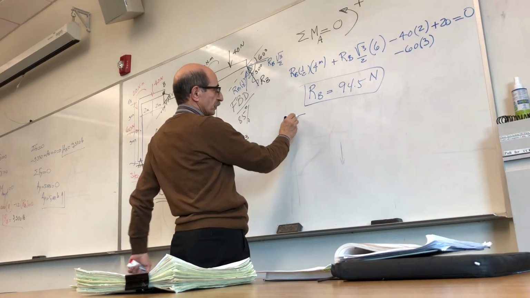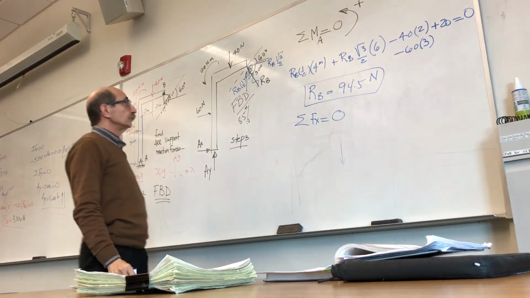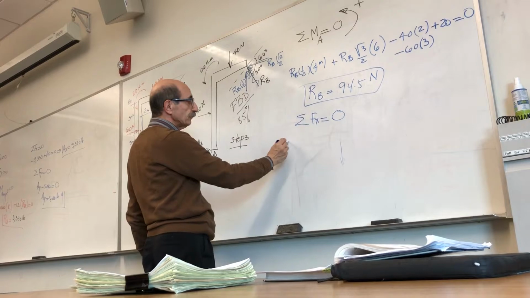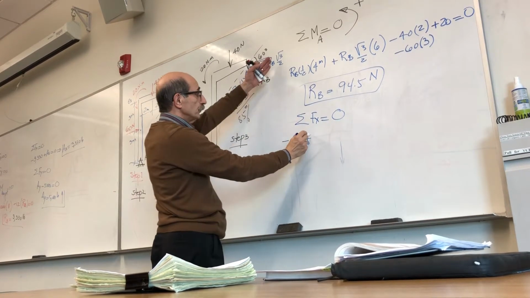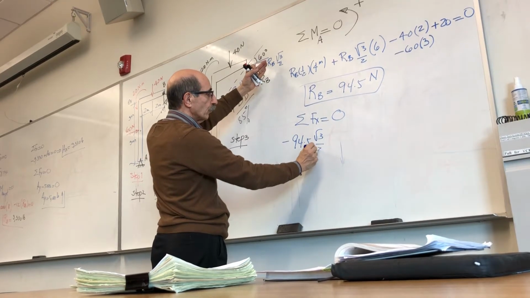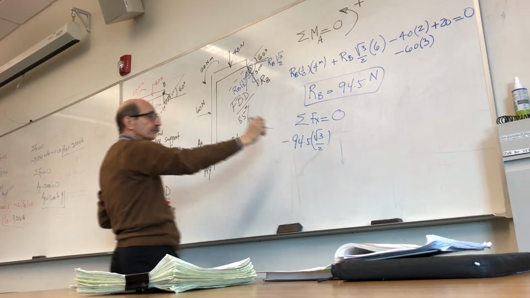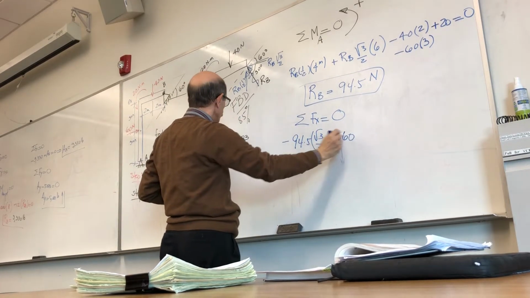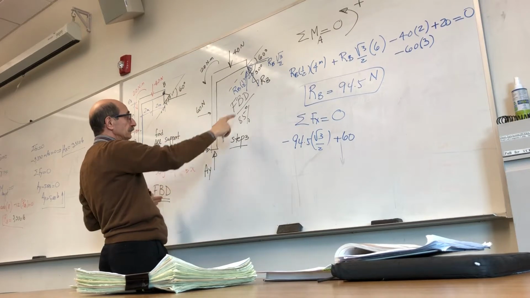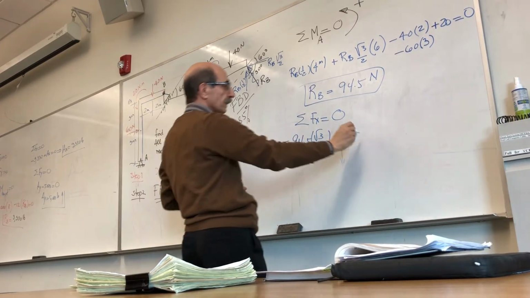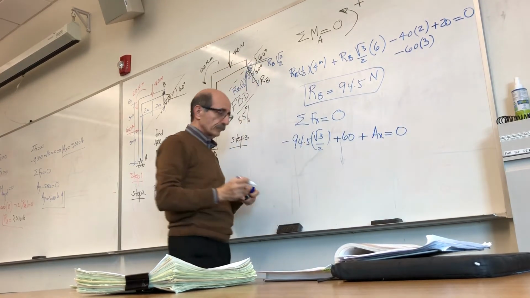So you just go ahead. Summation of forces now along X equal to 0. So you have negative RB, which is 94.5 square root 3 over 2, this force, positive 60, because this was X and Y, right? And plus AX equal to 0.